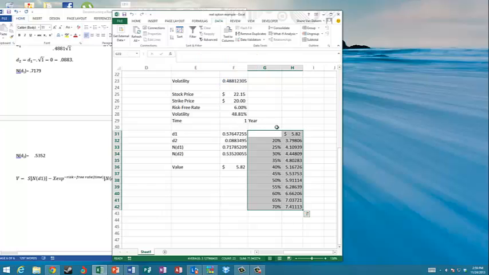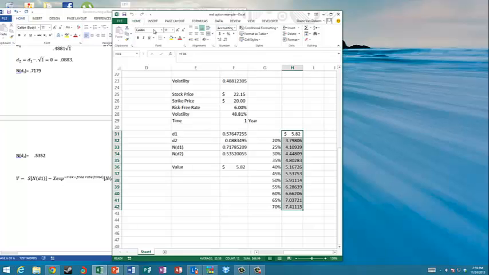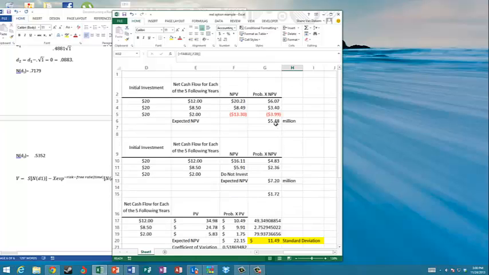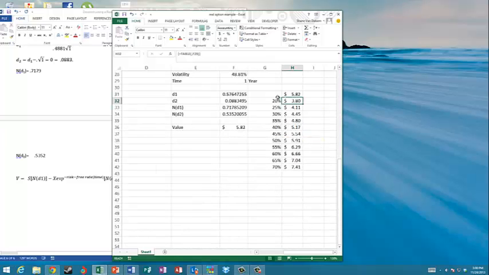And you can see here that the value of the option changes based on the volatility of the underlying cash flows, or in this case, the underlying outcomes. So what we see is that if the volatility, keeping everything else the same, were only 20%, we may not want to pursue this option, because just accepting the project today is worth 5.48 million. Accepting it, if there's only 20% volatility, is only 3.8 million. We may want to just go ahead and accept it today. But as we increase the volatility, or the riskiness of the outcomes, that investment timing option becomes more and more valuable.